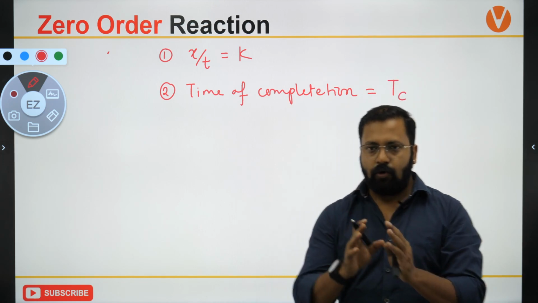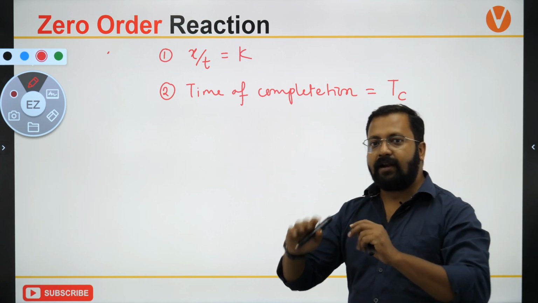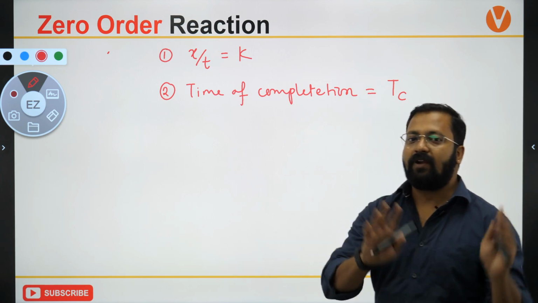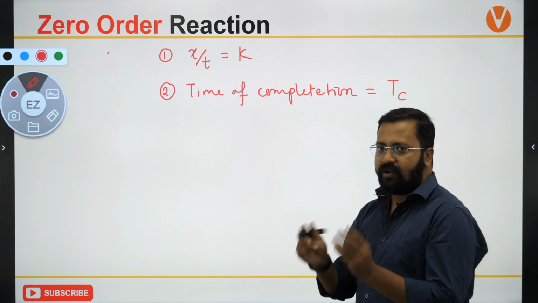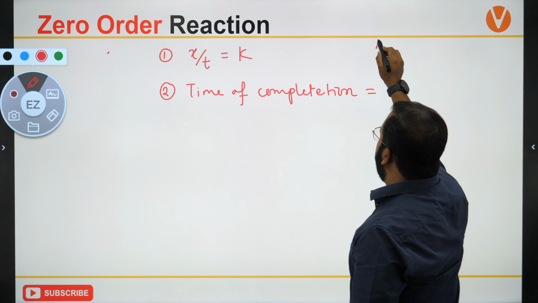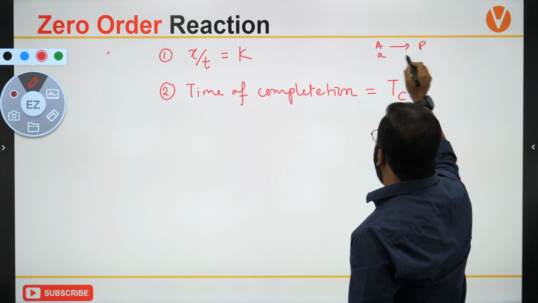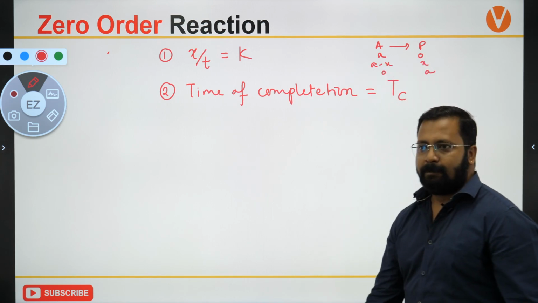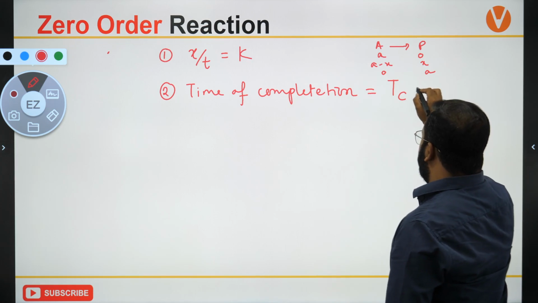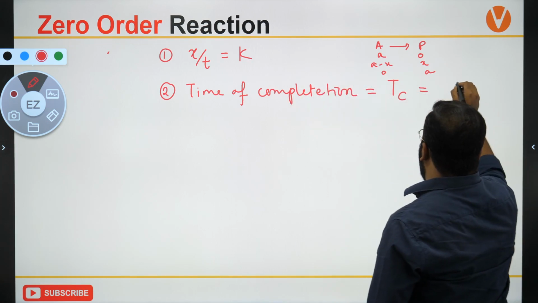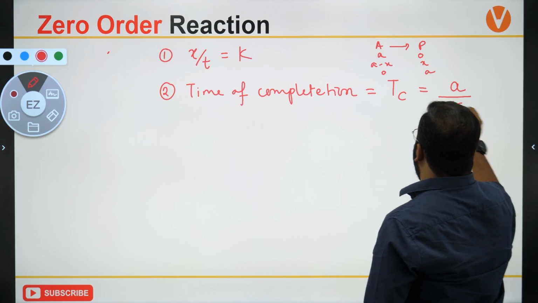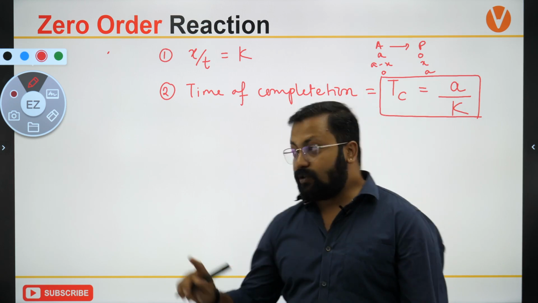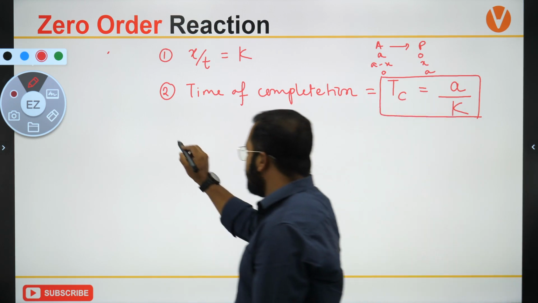When the reaction gets completed, the amount of reactant becomes 0 and the amount of product becomes equal to the amount of reactant. Can I say that? If the stoichiometric coefficient is 1 and 1, so if A changes into product, this is A, this is 0, A minus x, this is x, this will become 0, this will become A. So at completion, x will be equal to A, and this will be our time for completion. The time for completion will be this. Okay? Next, third.